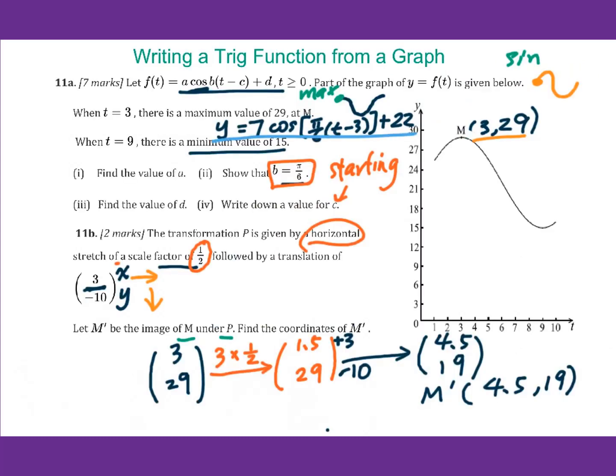When you use transformation rule to deal with the coordinate, just do whatever it says. Like horizontal stretch, you multiply by 1/2 to this horizontal will be the x. Then for translation, x is positive. That's why you add 3 to this x coordinate. Y is negative. Then you subtract this 10 from this 29.